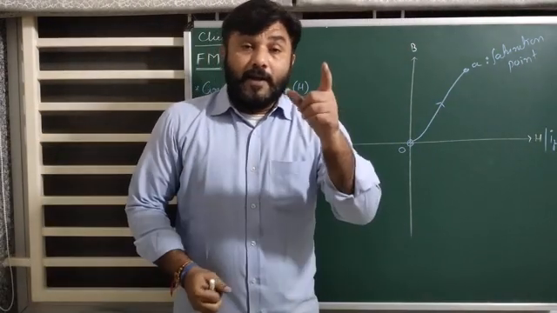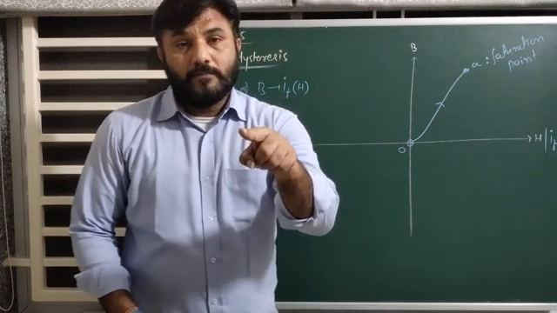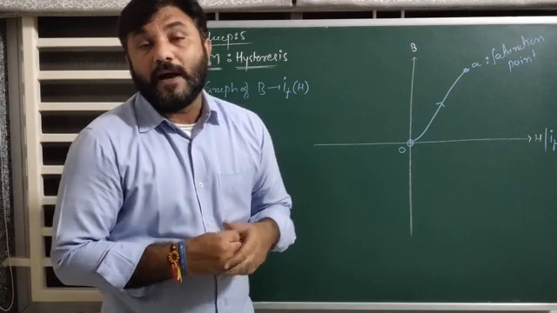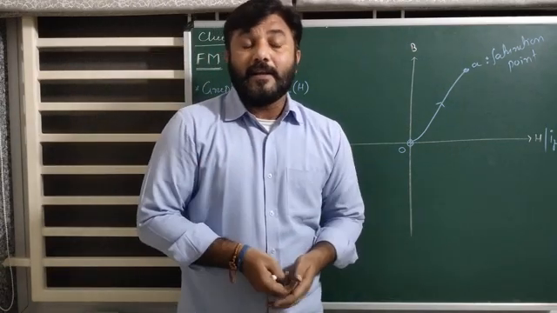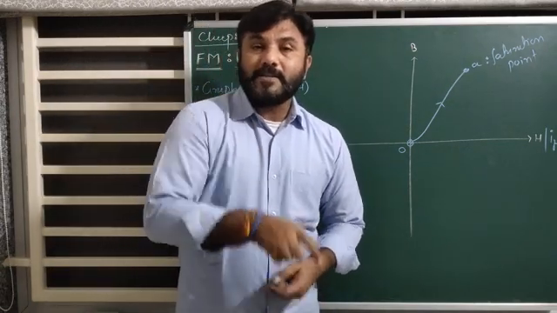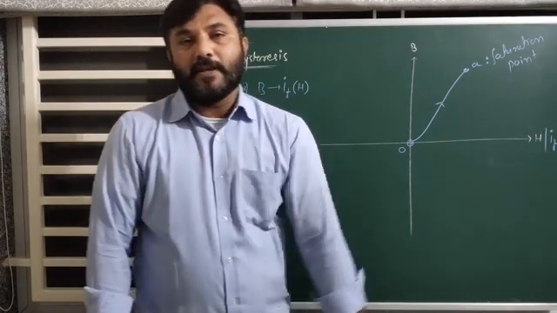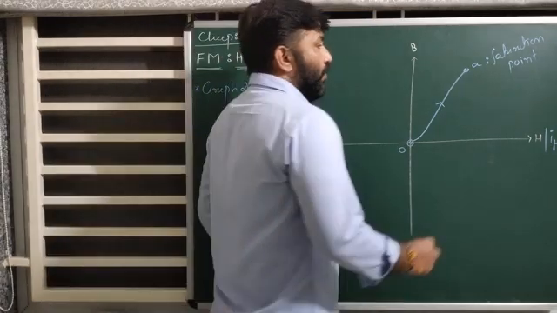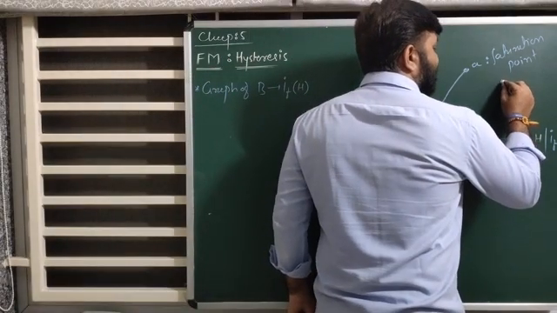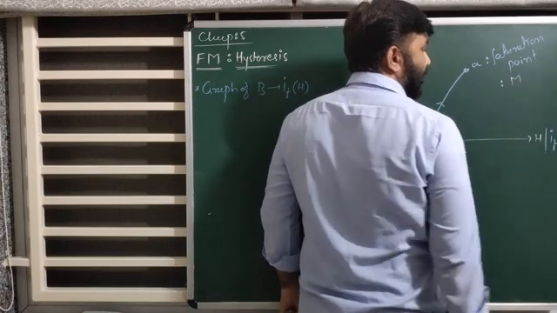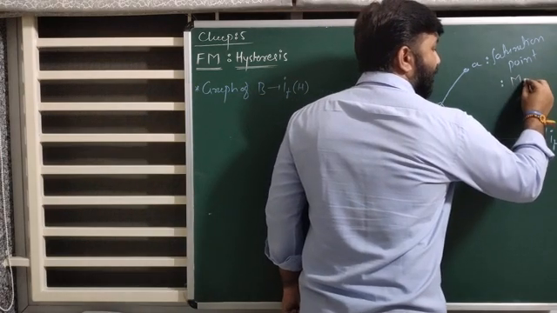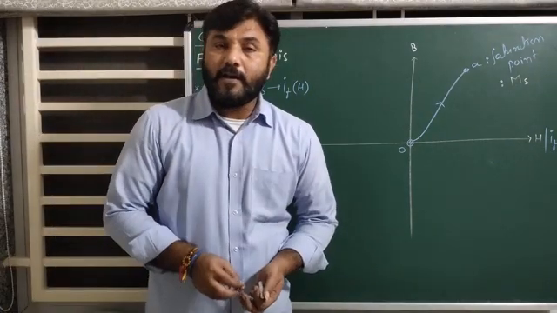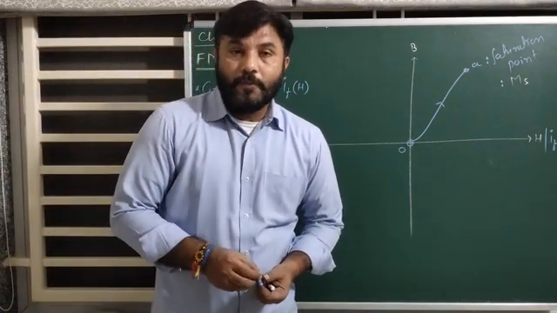And we know what the saturation point is. The dipoles which were random are now arranged in one particular direction. After that, magnetization is maximum. This situation is known as the saturation point. So you can say that at the saturation point, magnetization is maximum, and the maximum magnetization is symbolized as MS. Clear?